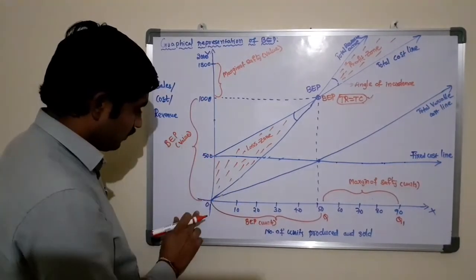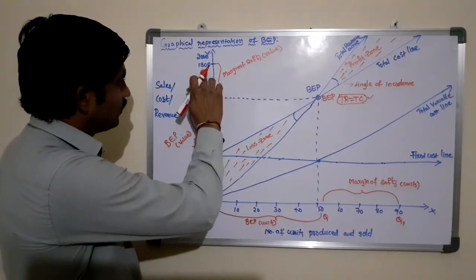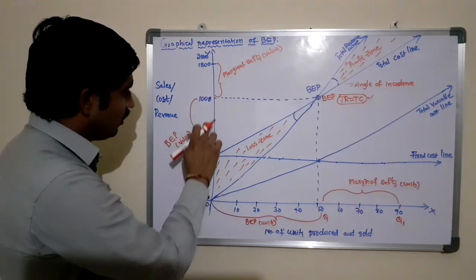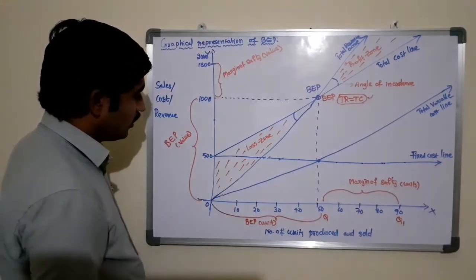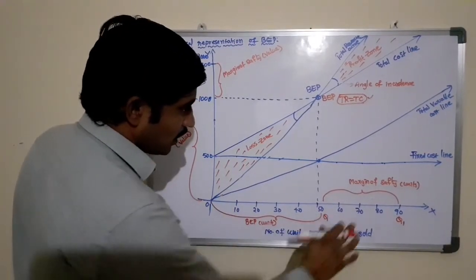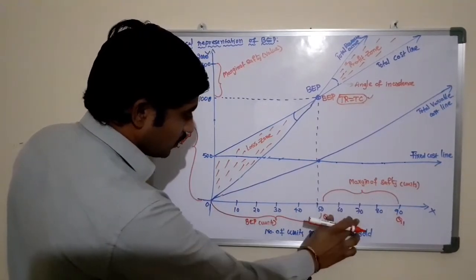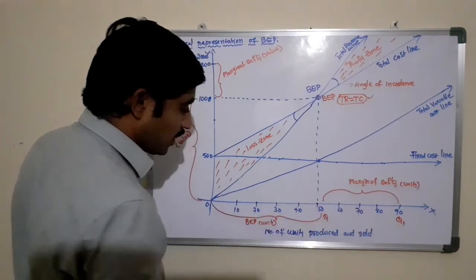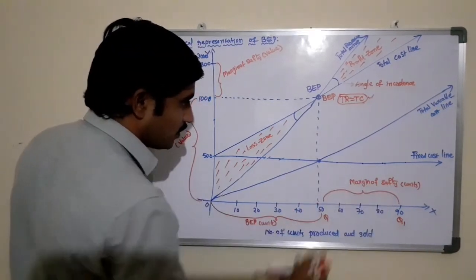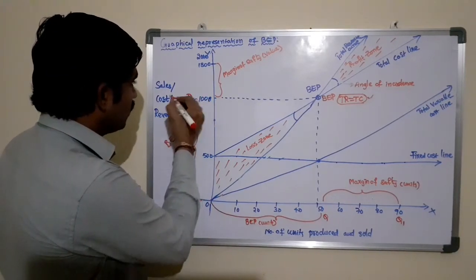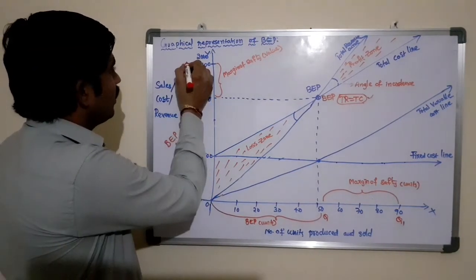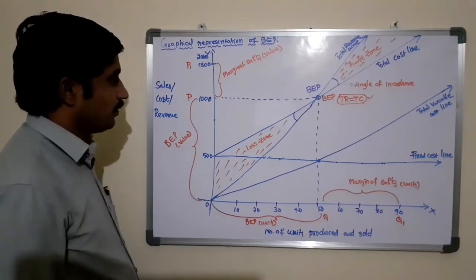What is margin of safety? The excess of sales over and above the break-even point sales is known as the margin of safety. Here, what is margin of safety in units? The excess of sales in units over and above the break-even point in units is the margin of safety in units. Here, we can assume this is P and 1800 is P1.